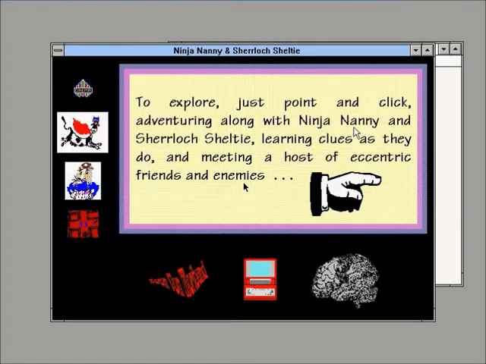To explore, just point and click, adventuring along with Ninja Nanny and Sherlock Sheltie, learning clues as they do, and meeting a host of eccentric friends and enemies.